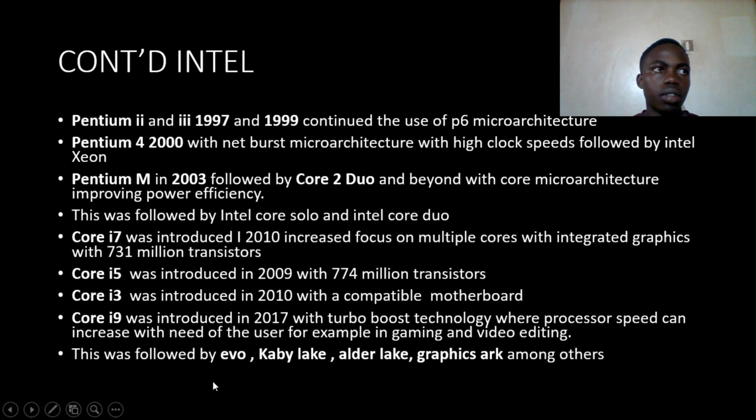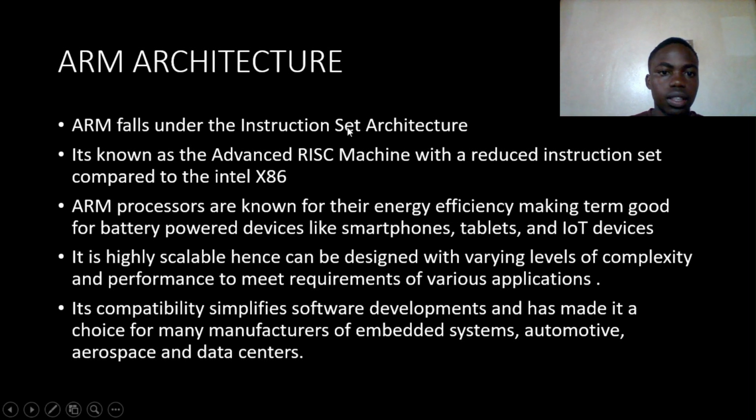Core i5 was brought in 2009. It had 774 million transistors. In the end, of the Intel x86 as of the current, we have Evo, we have Kaby Lake, we have Alder Lake, we have Graphics Arc, among others, which is part of the Intel x86 architecture.